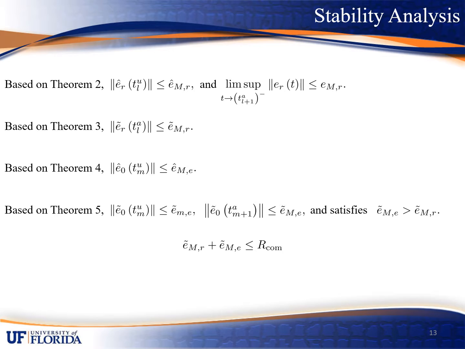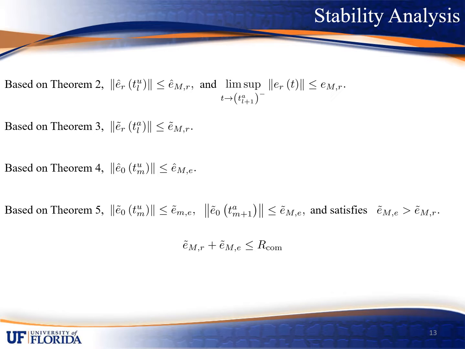To prove the theorems that we mentioned in the previous slide, we define some positive constants. Based on Theorem 2, we define E hat capital MR and E capital MR. These two constants are used in Theorem 3 to determine the maximum dwell time of the relay agent. Based on Theorem 3, we define E tilde capital MR, and this value dictates how large the state estimation error of the relay agent can grow before it has to go back to one of the feedback available regions to compensate for its state estimate.